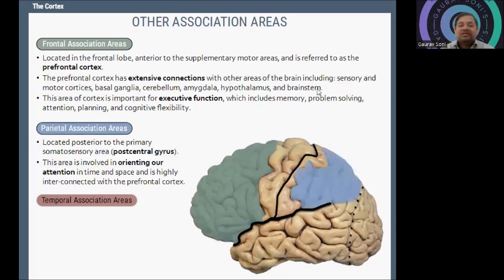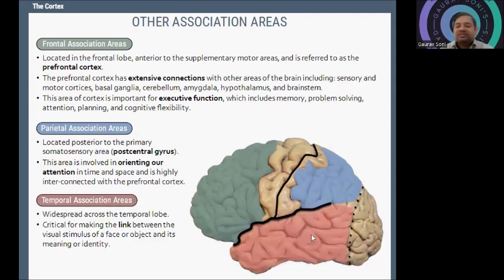Next comes the parietal association area. You can see this area is located posterior to the primary somatosensory area or postcentral gyrus. This area is involved in orienting our attention in time and space and is highly interconnected with the prefrontal cortex. Always remember, the brain does functions with different types of associations, connections only. Any part of the brain will not do a function by itself, but has to take help of other functional areas also. Next part is the temporal association area.